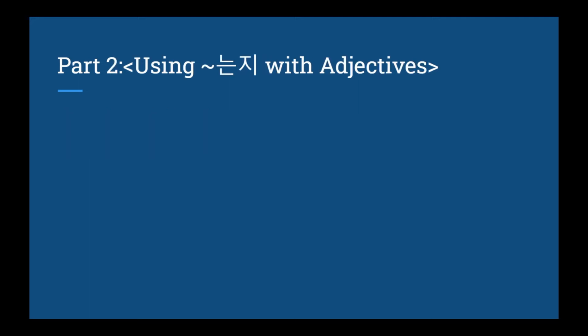So let's move on to part 2. Using 는지 with adjectives now. So when using the 는지 principle with adjectives, we add 은지 or ㄴ지 instead.